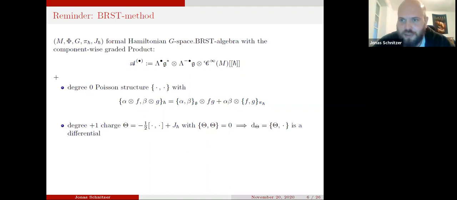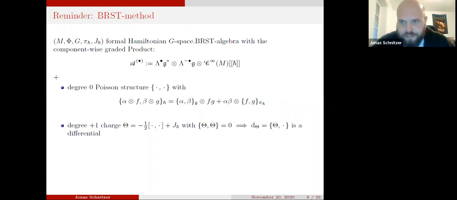And now the interesting part is that this charge has degree one, so it's not clear that it self commutes because of the degree of the Poisson structure. So you cannot make this funny Lie algebra trick that it's skew symmetric, because here it's actually symmetric. But it self commutes because of the properties of the bracket and the moment map. And with this you can cook up a differential, which is just the bracket with the charge. Okay?